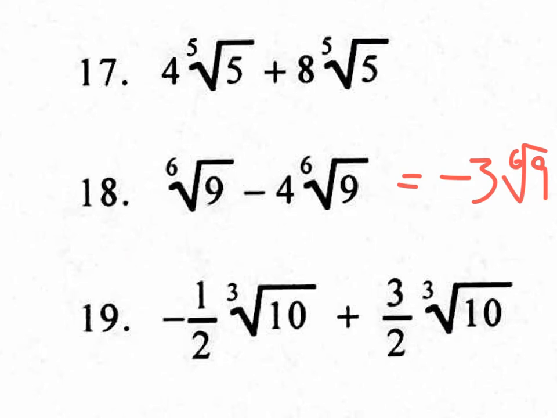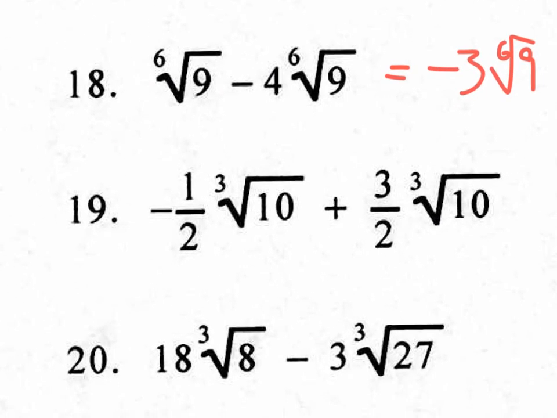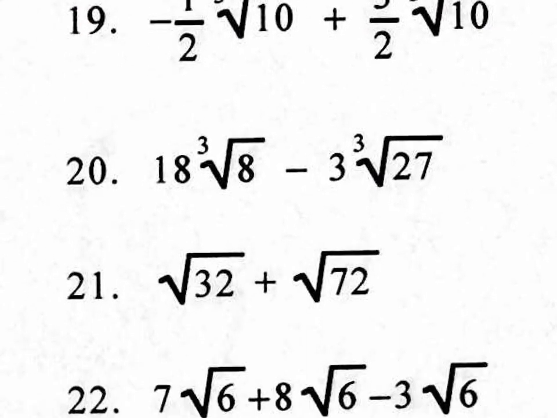You see, it's that easy. So all of these, you kind of treat it like if it were a variable. Like on number 19, imagine that it says negative 1/2 x plus 3/2 x. So you're just going to have this as your answer, right? Now number 20, you can't do that because you actually have a square root of 8 and something that's not the square root of 8. So that's messed up.